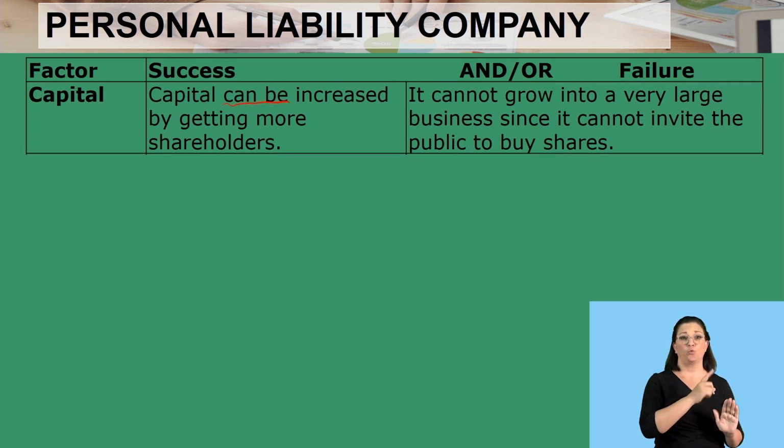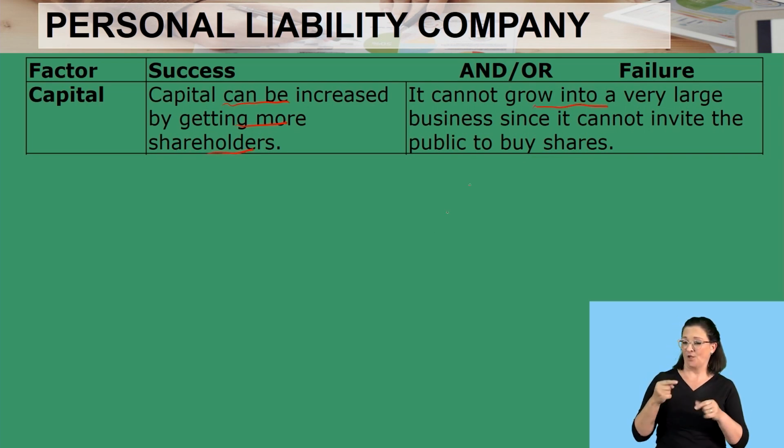Capital can be increased by getting more shareholders, but what is the failure? It cannot grow into a very large business since it cannot invite the public to come and buy shares. Remember, a personal liability company is similar to a private company.